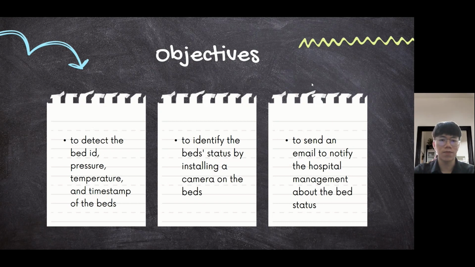Next is to identify the bed's status by installing a camera on the bed. The camera will capture a video or picture of the bed, then send it to the cloud and generate an output about the status of the bed. Last is to send an email to notify the hospital management about the bed status. It will send an email about the information of beds to notify them which beds are available or unavailable in the hospital. It helps to improve the patient experience and save time.